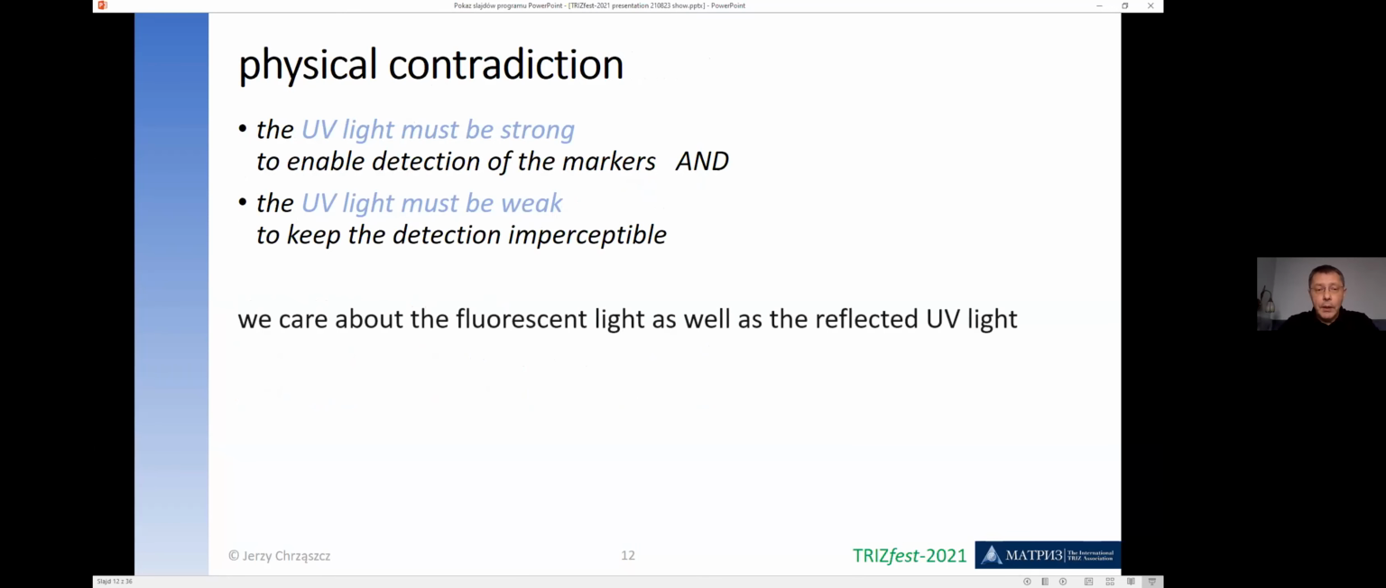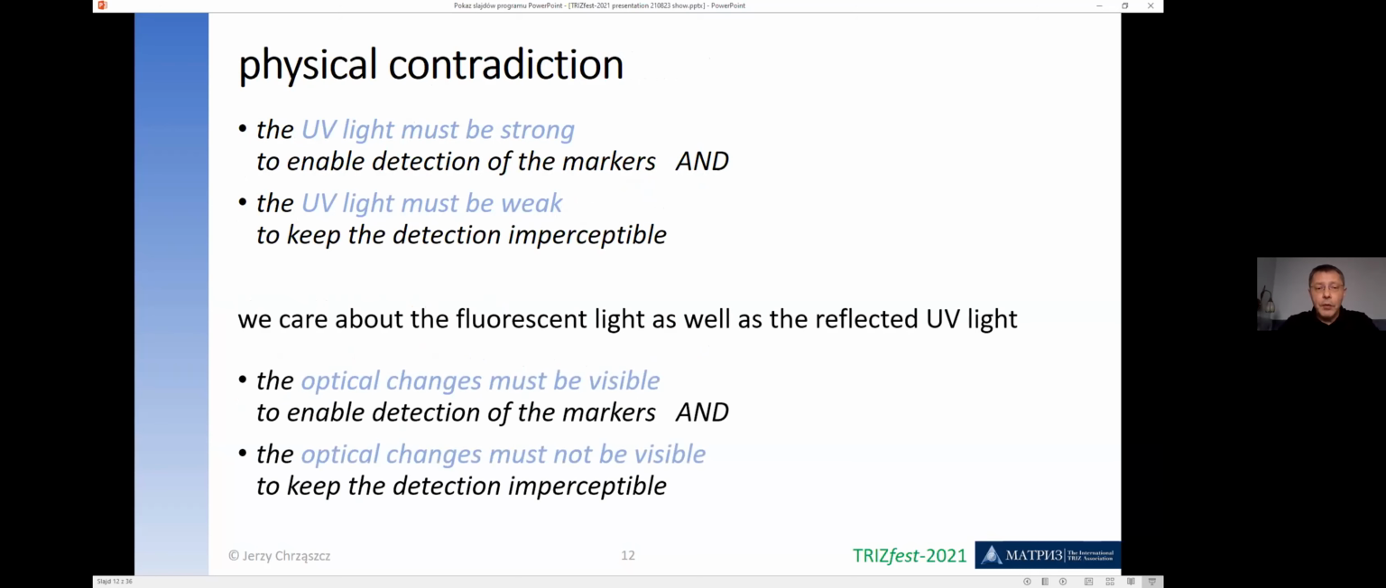However, the detection of the fluorescent markers actually relies upon the fluorescent light, which is a response of the object after it is illuminated with this light. So we are not only interested in the incoming incident UV light, but also, first of all, in the fluorescent light emitted, and also the reflected UV light, which might reveal the detection to the bystanders.